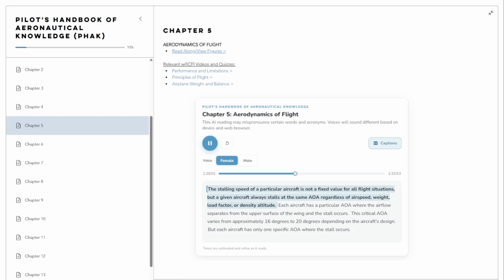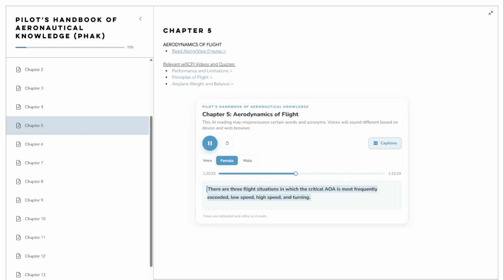The stalling speed of a particular aircraft is not a fixed value for all flight situations, but a given aircraft always stalls at the same AOA regardless of airspeed, weight, load factor, or density altitude. Each aircraft has a particular AOA where the airflow separates from the upper surface of the wing and the stall occurs. This critical AOA varies from approximately 16 degrees to 20 degrees depending on the aircraft's design. But each aircraft has only one specific AOA where the stall occurs.